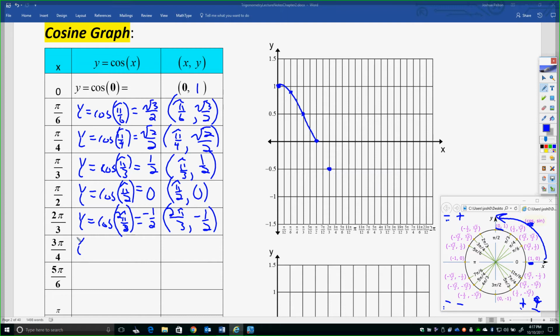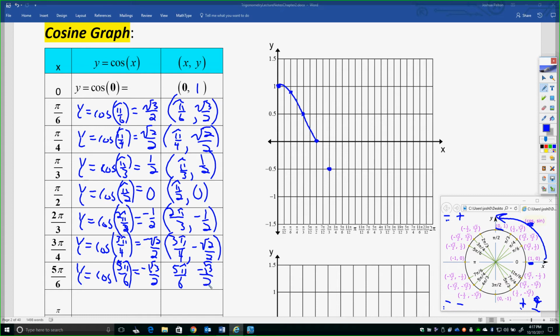And then we have y equals cosine 3 pi over 4. That's going to be the negative root 2 over 2. So 3 pi over 4 is negative root 2 over 2. And the next one, y equals cosine 5 pi over 6. That's going to be the negative root 3 over 2. So I have 5 pi over 6, negative root 3 over 2.